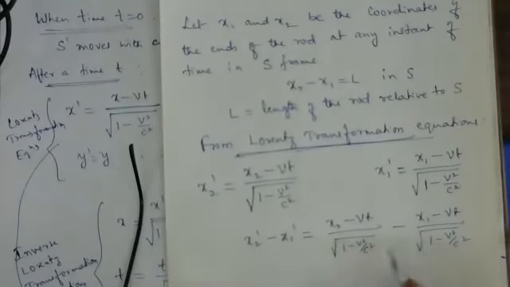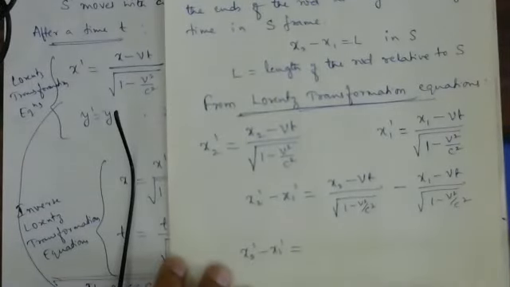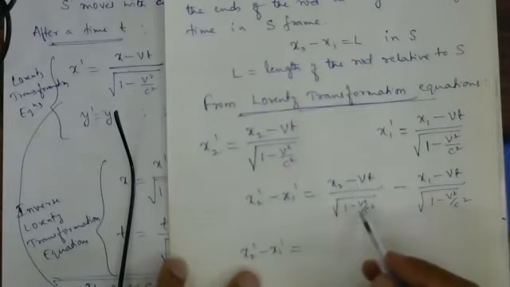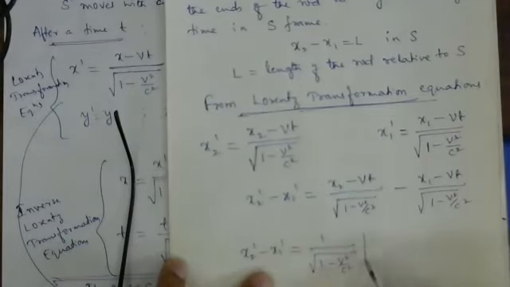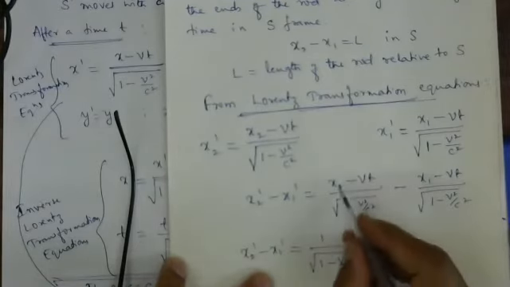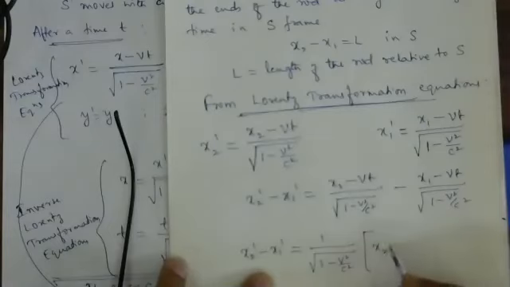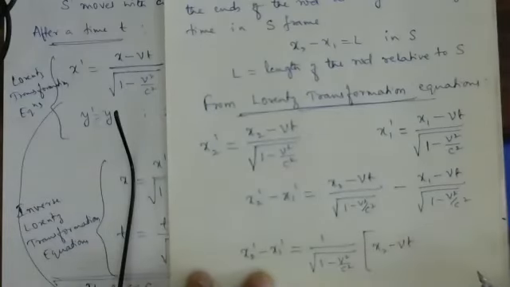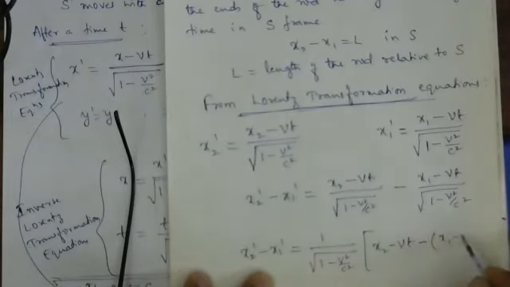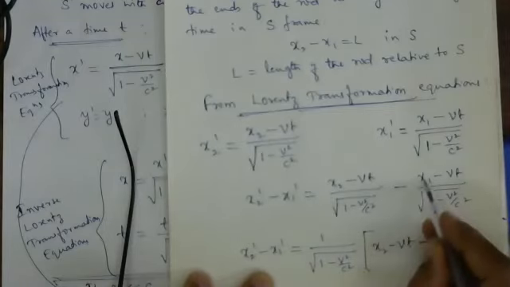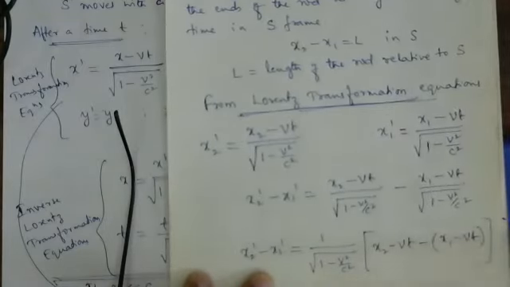Now I will take the common factor here, then I am going to do the subtraction. x2 dash minus x1 dash is equal to, which is the common factor? 1 divided by square root of 1 minus V square divided by C square. That is the common factor. I will take it outside. Remaining thing, x2 minus Vt minus of x1 minus Vt. This is a minus sign, minus into plus, minus into minus. I am supposed to do it.